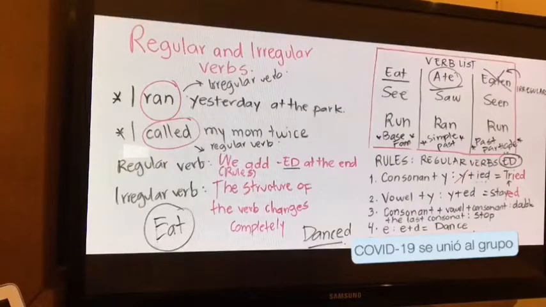Okay? The third rule says that if I have a consonant plus vowel plus consonant, I have to double the last consonant. So in this case, here I have as an example "stop." "Stop" has a consonant.